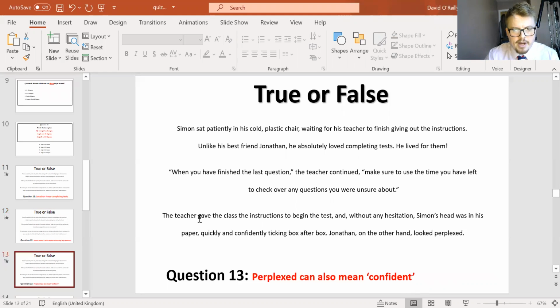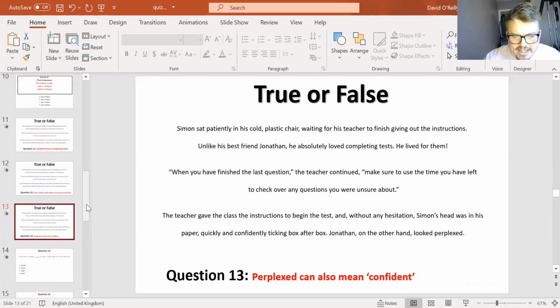And the last comprehension question, I think this is the last one. Perplexed can also mean confident. Okay, so you can use the text here. If you didn't know what perplexed meant, you can use the text to help you. It says, Simon's head was in his paper, quickly and confidently ticking box after box. That shows that he's confident, right? If Simon's head's in his paper and he's quickly and confidently ticking box after box, that would show that he's pretty confident. But then it says, Jonathan, on the other hand, looked perplexed.